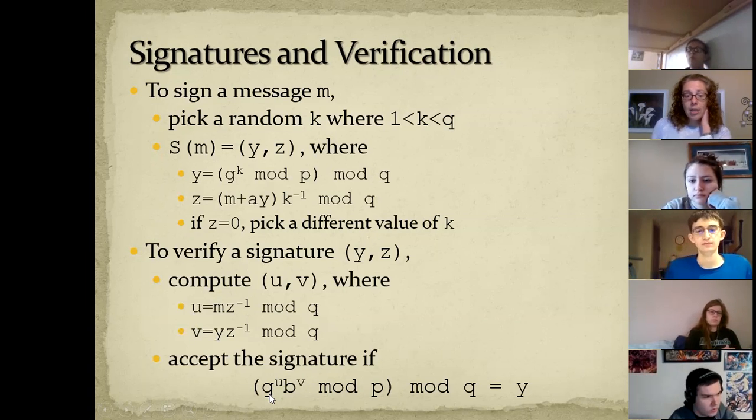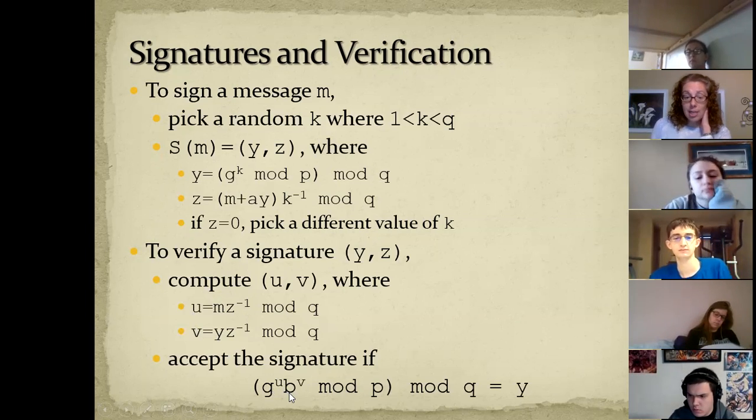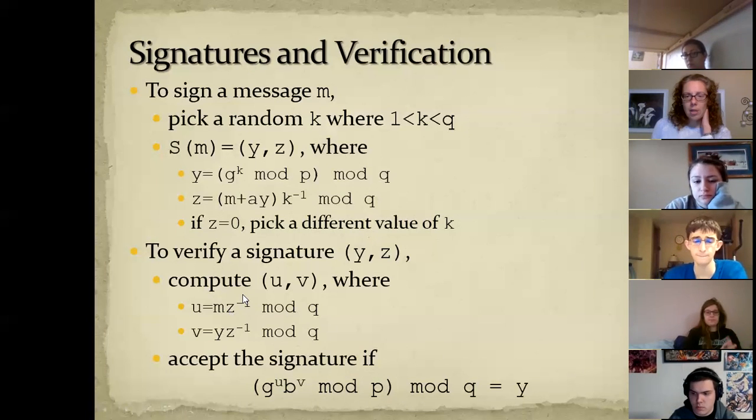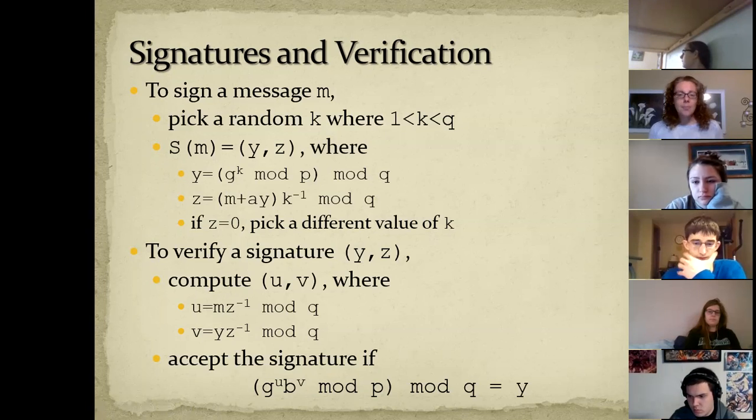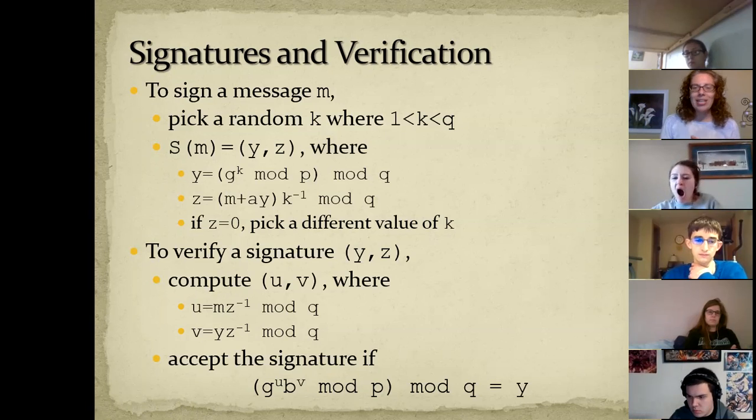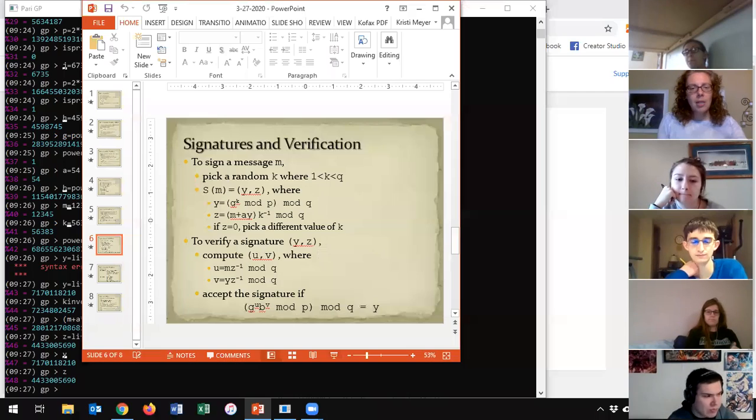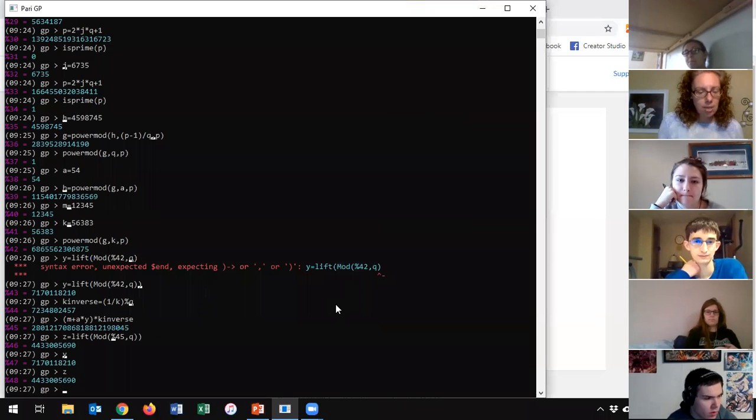G is a global value. We just said Bob can compute U. B is a public key. V, Bob can compute, and P and Q are global values. So Bob has enough information to verify the signature. All right, so let's go back to Perry and double check that what I did is actually going to result in a signature that gets accepted. Any questions up to here before I switch back to Perry and check that I accept my signature? Anything here? We're good? Okay, let's switch back to Perry then and do some computing here.